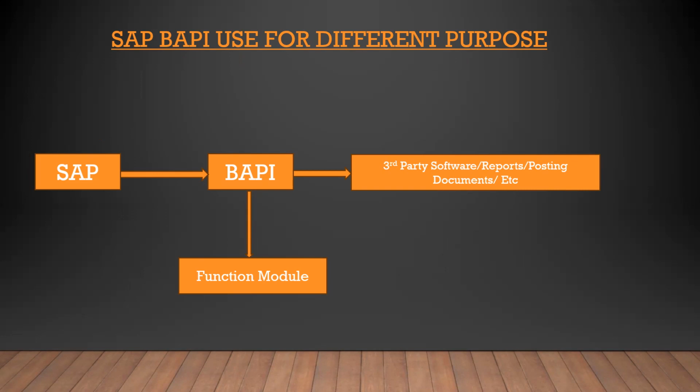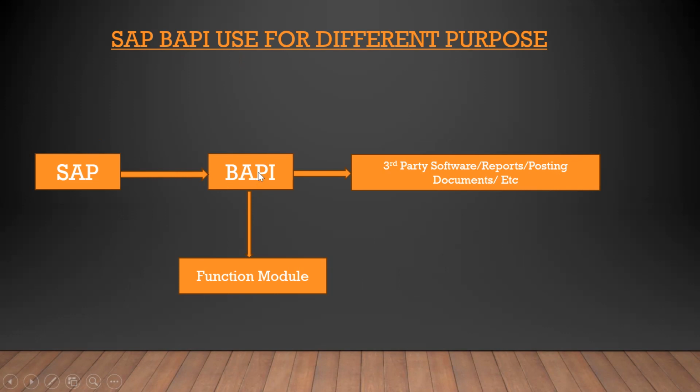In this slide, what I'm trying to show is SAP BAPI and third-party software. Whenever you want to create any kind of custom program, where there will be third-party software, reports, posting, documents, etc., you can basically use a BAPI. If you are posting to third-party software, you can use this BAPI account document post, which I've used, for posting documents.